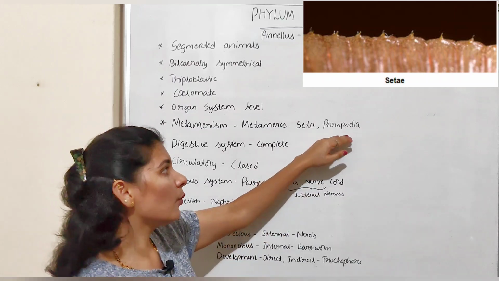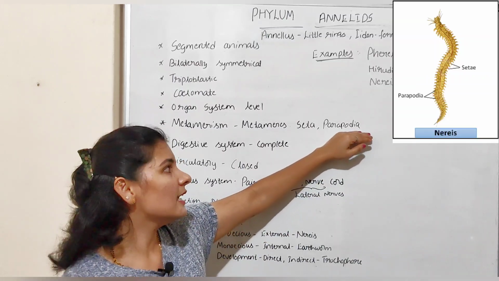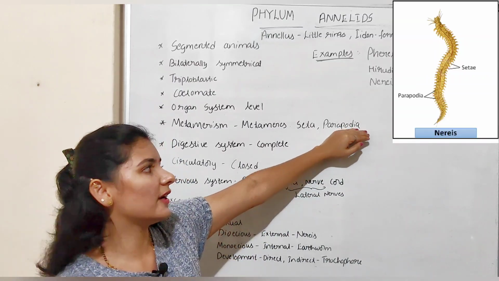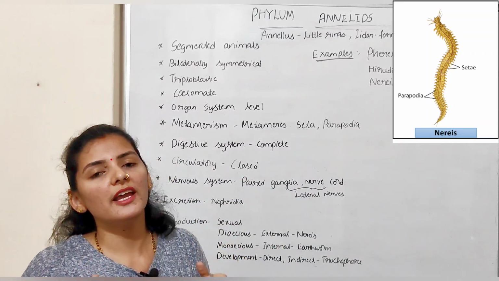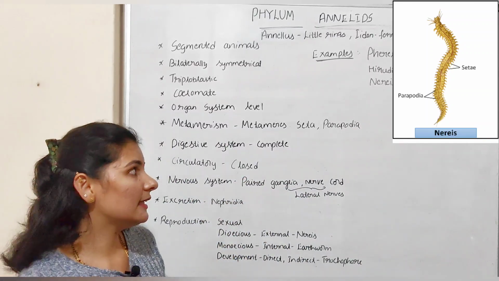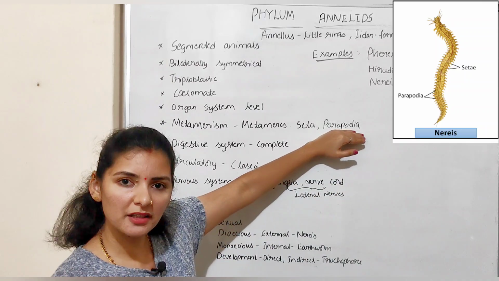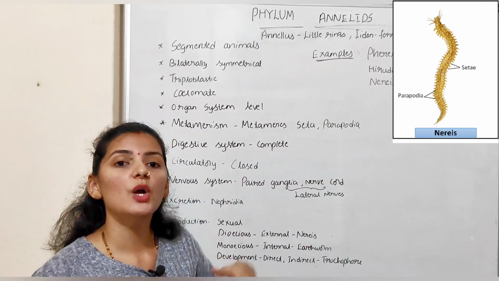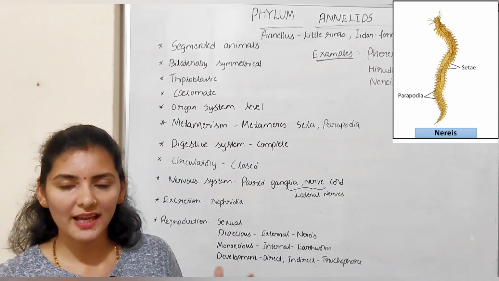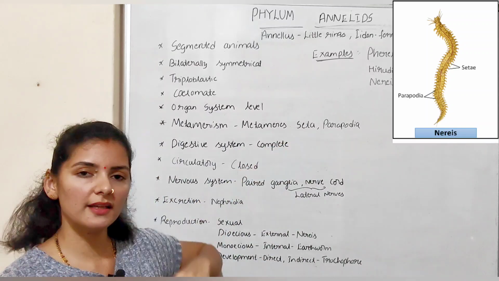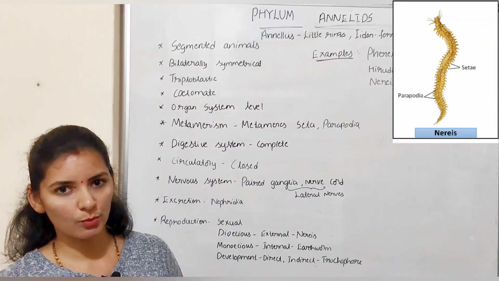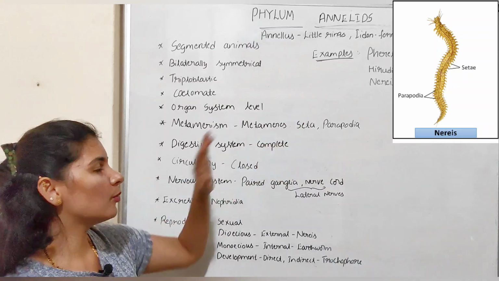Whereas in the case of aquatic annelids like Nereis, there is a lateral outgrowth called parapodia. So there are lateral appendages in aquatic annelids like Nereis, and these lateral appendages are called parapodia, which help in swimming because it's an aquatic annelid. So parapodia help in swimming, whereas setae in the case of earthworm help in locomotion. So that is about the locomotory organs.